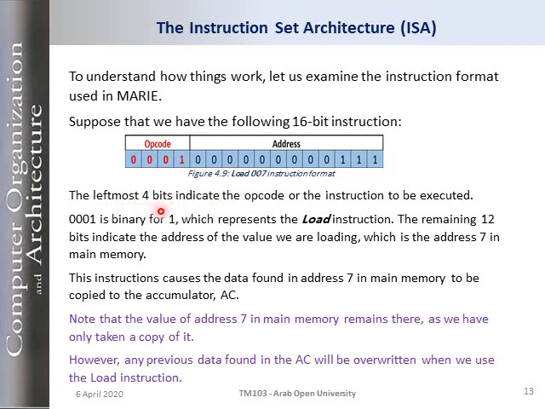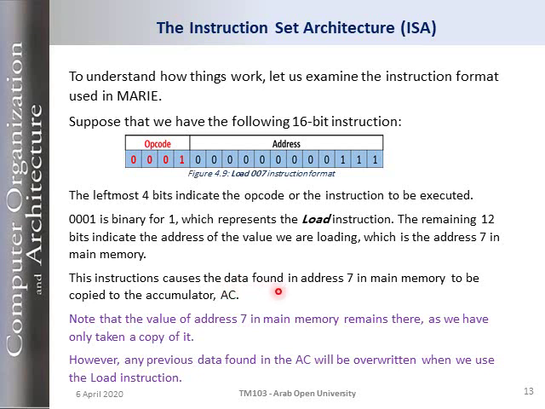So the leftmost 4 bits indicate the opcode, in red, or the instruction to be executed. So 0001 binary is 1, which represents the Load instruction. The remaining 12 bits indicate the address of the value that we are loading. So where are we getting the value from? From 007 or the address 7 in the main memory.